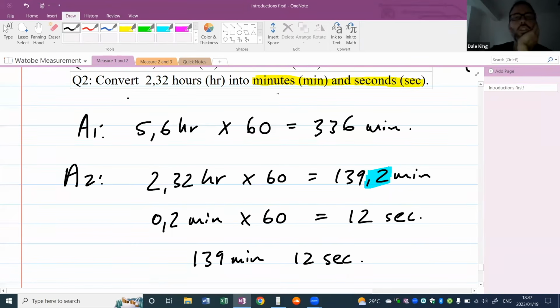Okay, now the thing is, when do you want us to give decimals and when do you want us to give minutes and seconds? Well, the question has to be specific. The question has to say, give this in decimal minutes or give it in minutes and seconds format.